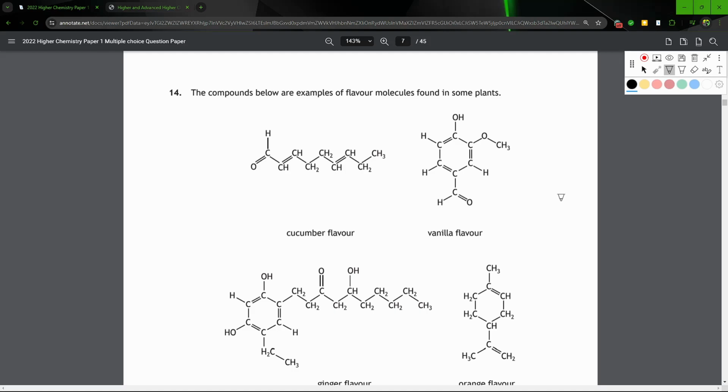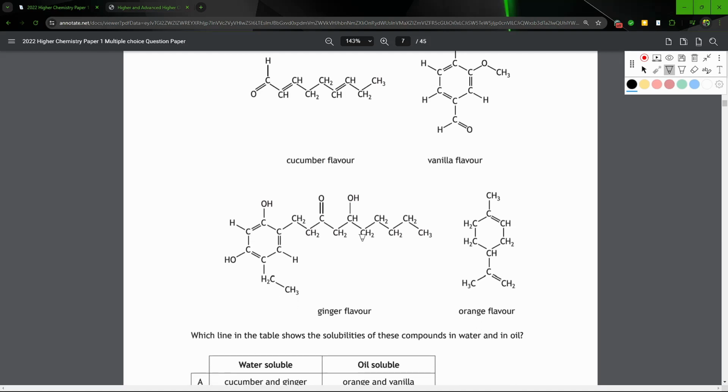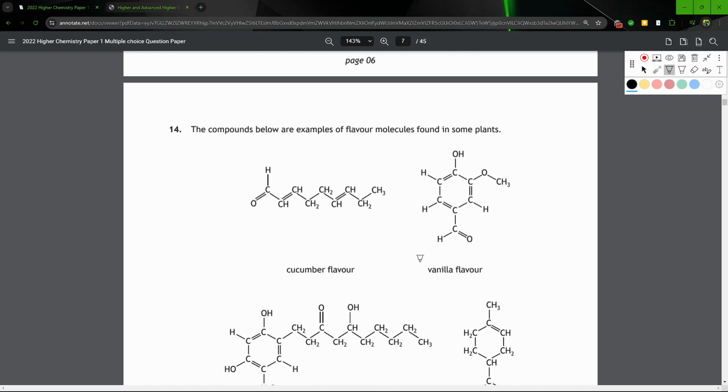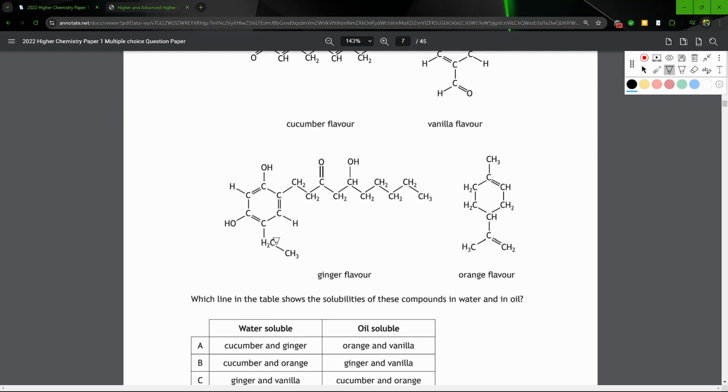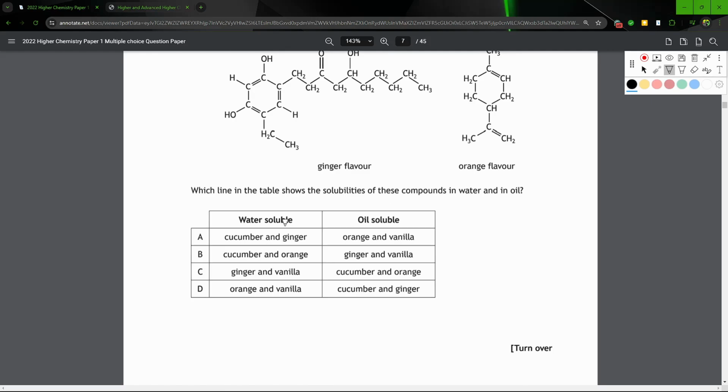So looking at this, generally, I see that these two here, ginger flavors, have both got quite a few hydroxyl groups. And our hydroxyl groups make it something quite soluble because they can form hydrogen bonds with water and kind of use it to break themselves apart and dissolve. So I'm thinking ginger and vanilla would probably be water soluble, so that means it'd probably be C.